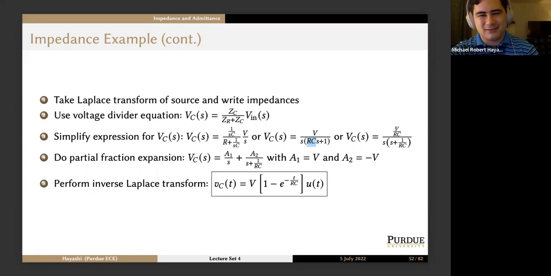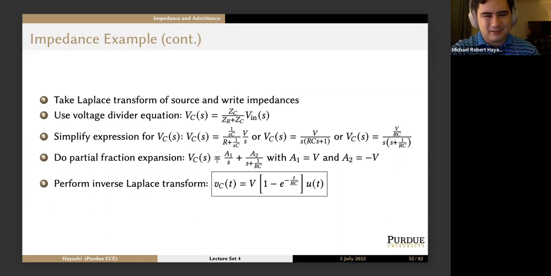So we'll get VC of S is equal to V over RC all over S times quantity S plus 1 over RC, close quantity. So again, this is just dividing top and bottom by RC. Well, now we have a polynomial on top and a polynomial on bottom. The polynomial on top is just a constant polynomial. The polynomial on bottom is a quadratic polynomial. We can do partial fraction expansion to figure out how these will go back into the time domain.